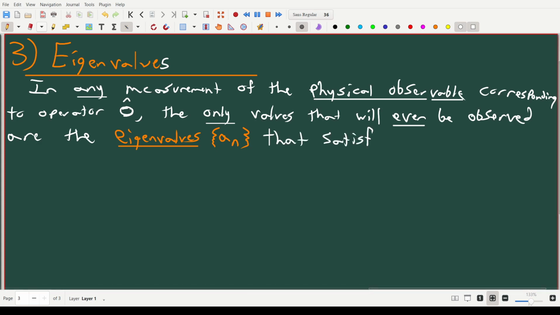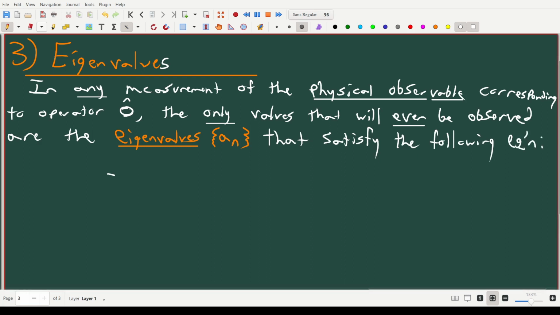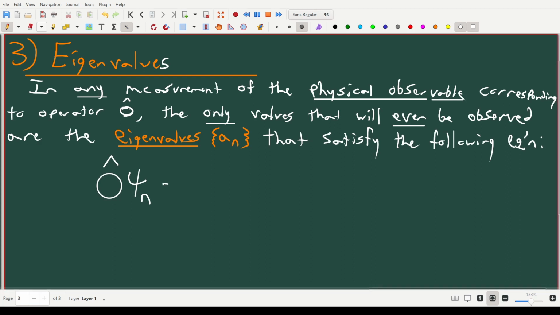Now there may be one that satisfies this equation. There may be an infinite number. Don't know. Depends on the system. All right, and the equation is this. When we take O and we apply it to some wave function psi sub n, there might be n of them. For instance, in color we have two, there's black and white. Let me change that. Yeah, O psi n equals A sub n psi n.